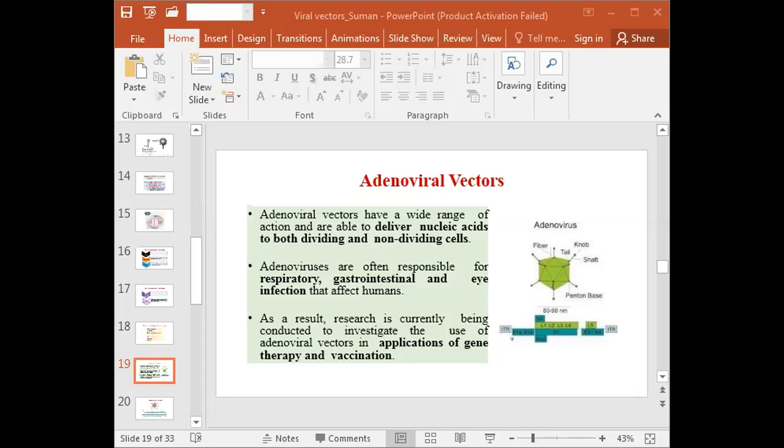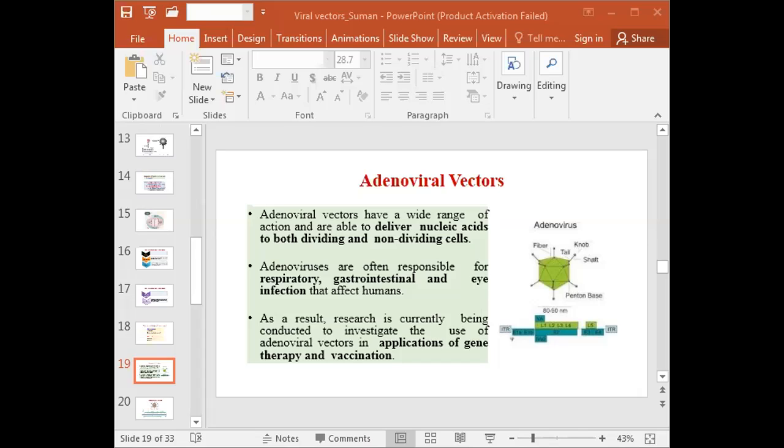The advantages are the ability to infect both dividing as well as quiescent cells, meaning the non-dividing cells or the cells that are in a dormant period, stability of recombinant vectors, then large insert capacity. They are non-oncogenic and can be produced at high titer value. And there are some disadvantages also. Long-term corrections are not allowed, then humoral and cellular immune response.